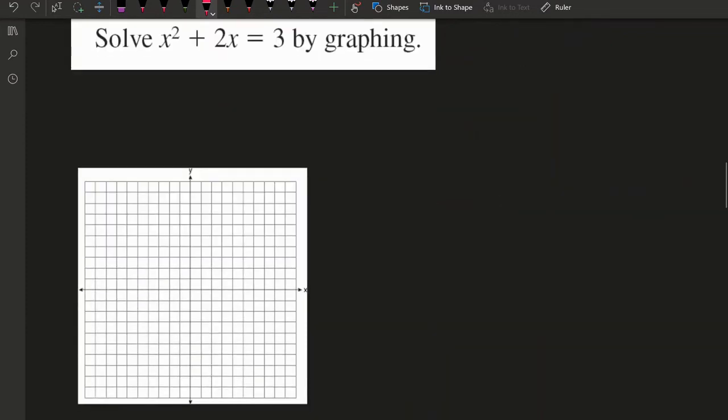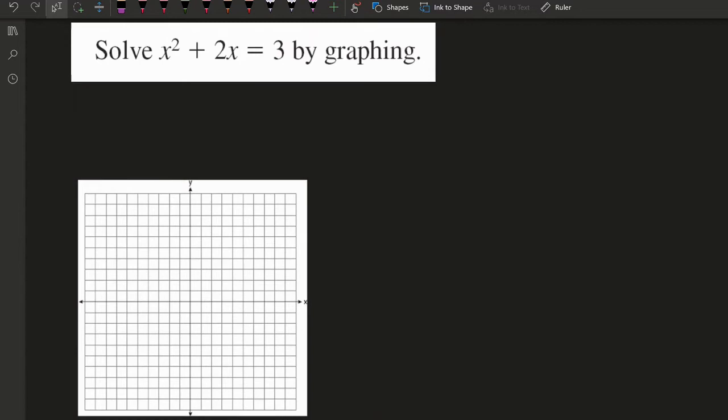So now moving on, we're going to solve x squared plus 2x equals 3 by graphing. The way we solve this by graphing, one of the first things you should notice is that in all the graphs that we've done before, there's been a y equals. This one does not have a y, so we're going to go ahead and add the y in. So basically what we're going to do is make two equations, one for the left side of the equation and one for the right side of the equation.